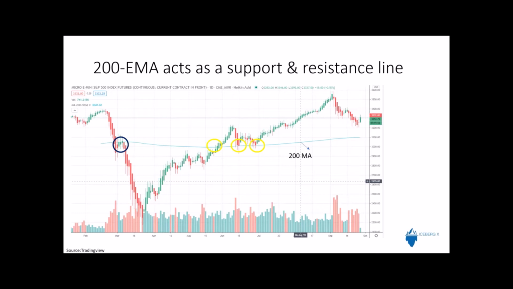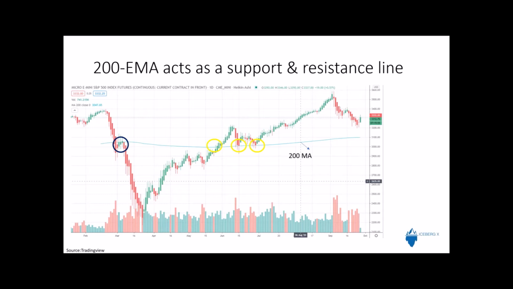And you can clearly see, we did break the 200 EMA line back in early May. This is for the micro E-mini S&P. It did rally for a period of time, but there was also a pullback around early June. That pullback was well supported above the 200 EMA line. So this goes to show that the 200 EMA line can also act as a long-term support for the market.